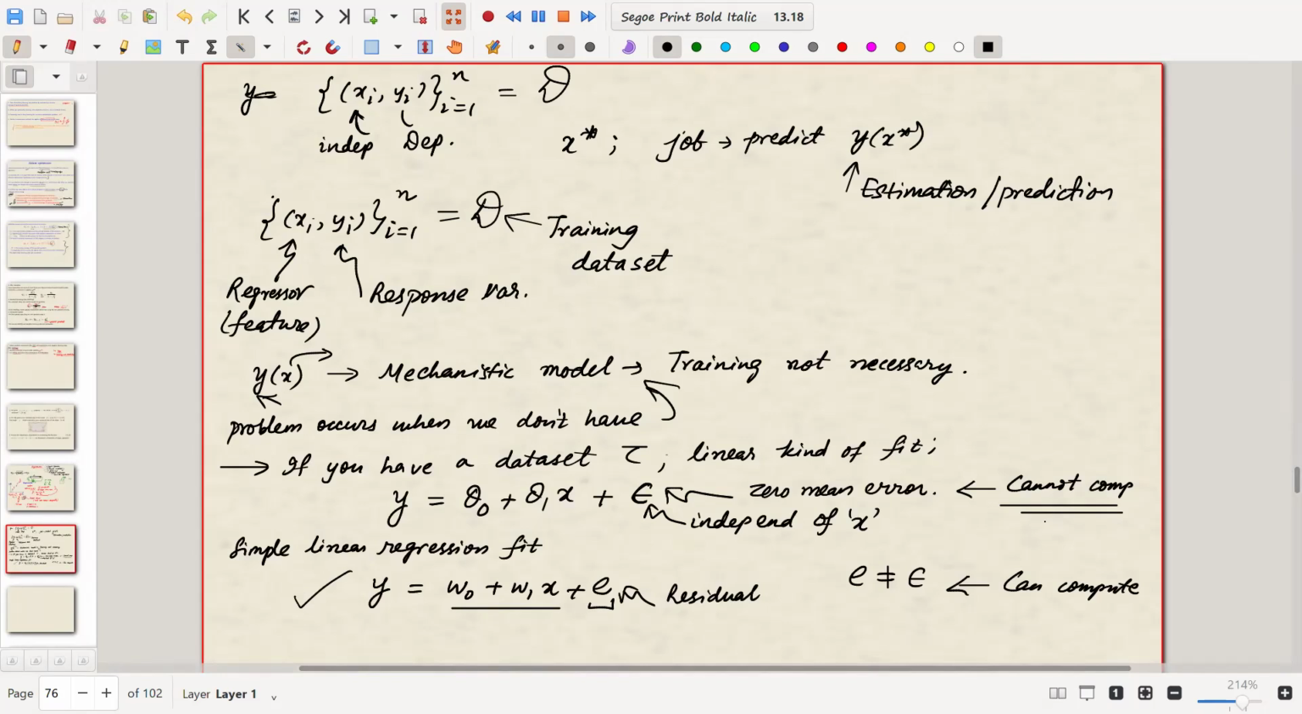In real life experiments, you compute the noise error epsilon. For that, we make a minor change. You do a simple linear fit, that is W0 plus W1x plus E. E is the residual, you can compute it. W0 plus W1x is the fit line. What are the residuals compared to the original data set? If the data set is here, your regression fit line is here. What is the residual? The distance between this point and this line. That is the residual E. So this is the idea.